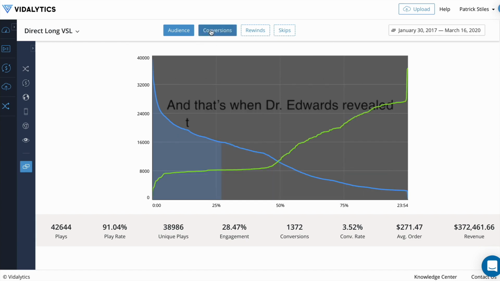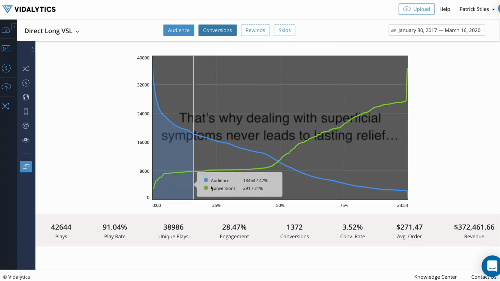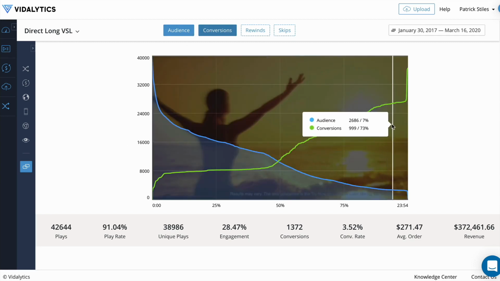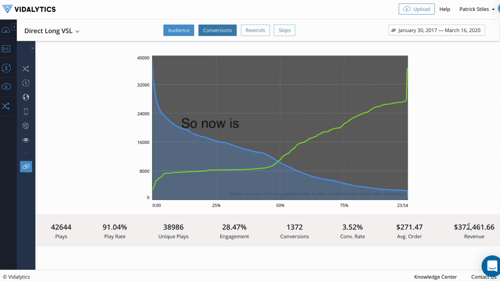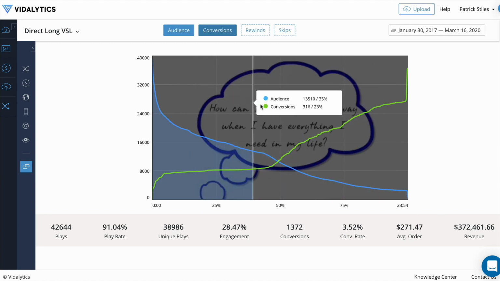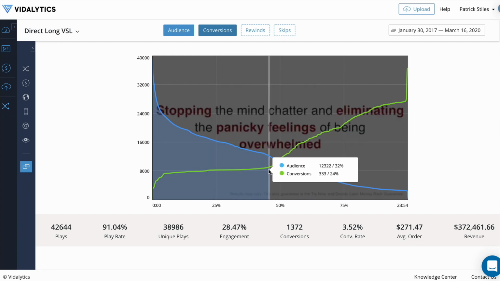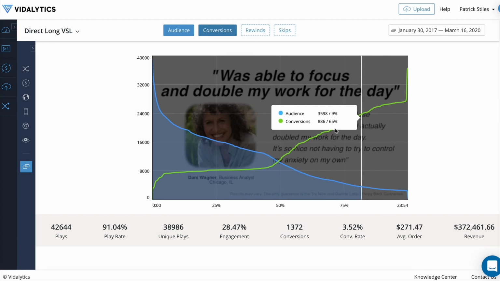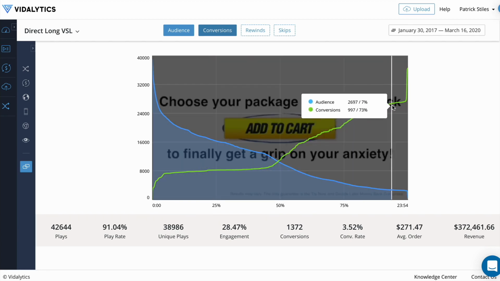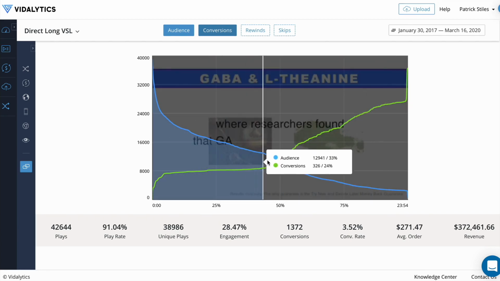So when we add in conversions here, this green line that I just added to the graph, this is showing you where people are actually buying in this video. And this video did quite well. We can see that it made almost $400,000 over a few short years. And right here where we're dropping the buy button, the conversions are beginning to go up, and they're consistently going up for the rest of the video. So that is a very good sign.